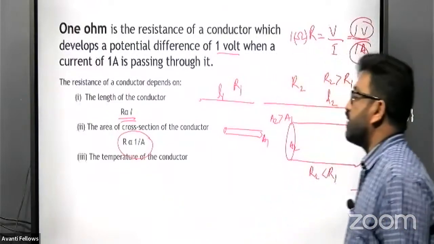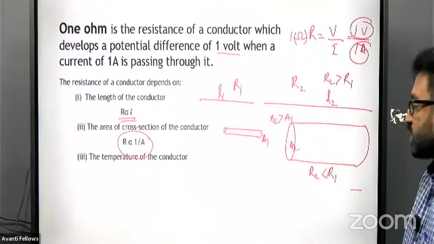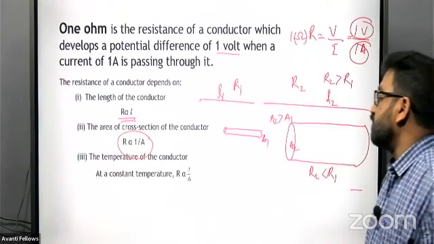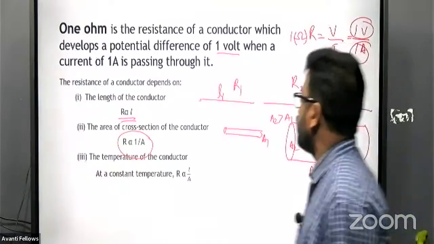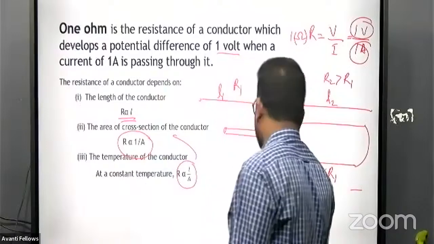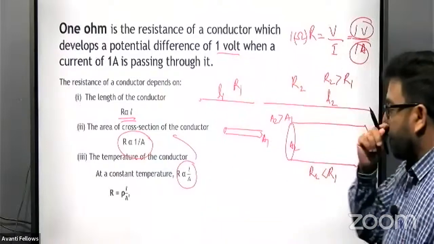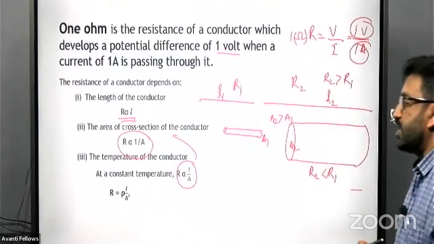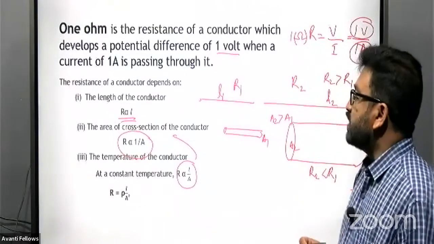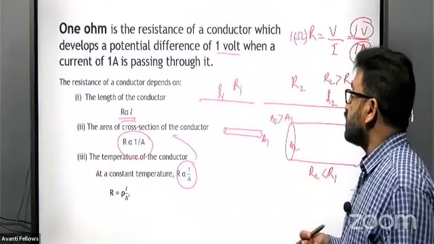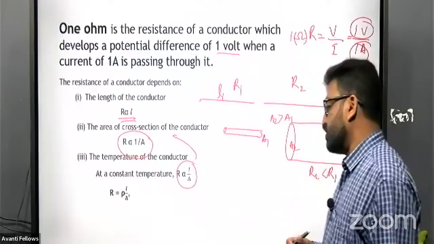Now the third one is the temperature of the conductor. At a constant temperature, it is the same thing as this one. So it depends on 3 parameters. One is the length of the conductor, the second is the area of cross section of the conductor, and the third is the temperature of the conductor. As the temperature goes up, resistance also increases.